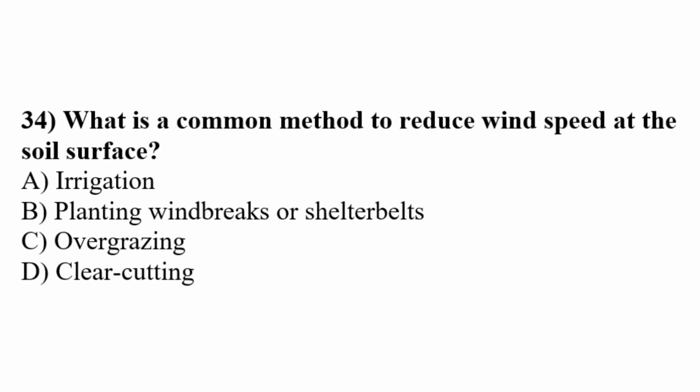34. What is a common method to reduce wind speed at the soil surface? A. Irrigation. B. Planting windbreaks or shelter belts. C. Overgrazing. D. Clear cutting. Answer: B. Planting windbreaks or shelter belts.